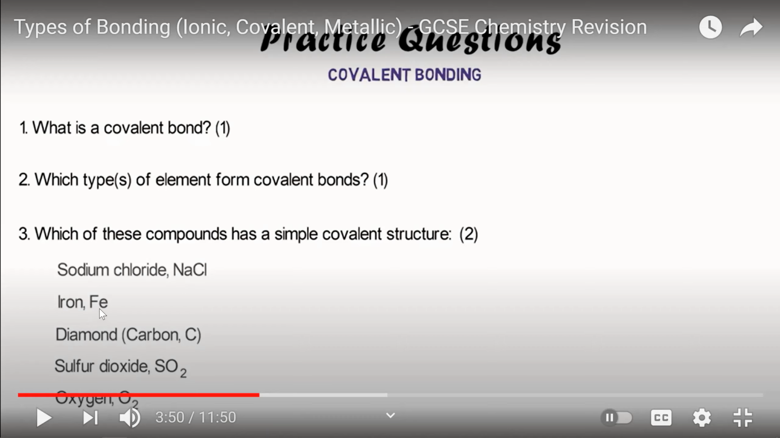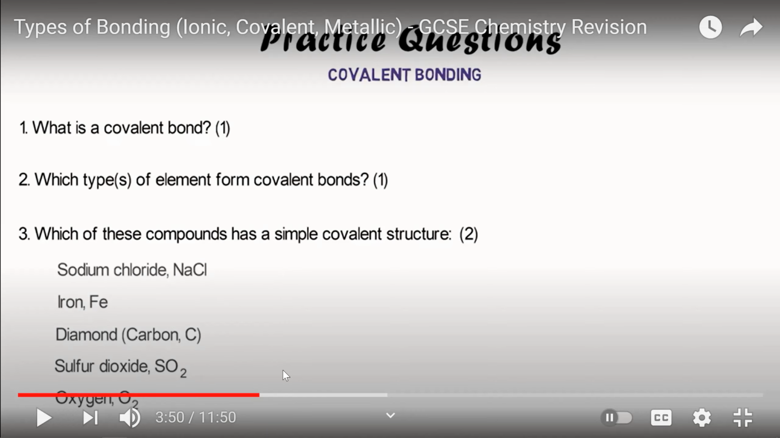Iron, what is that? Metal. Iron is only metallic. Very good. Diamond. Carbon. Right. Diamond is made of carbon, but what type of structure is this? Giant covalent, simple covalent, giant ionic. Giant covalent. Very good job.